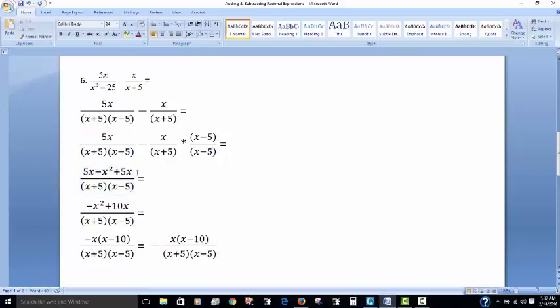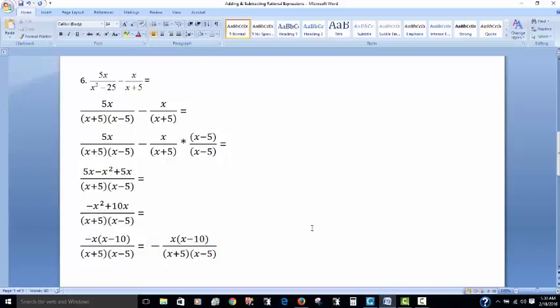So the 5x and the 5x are going to be 10x. I just moved the negative x squared to the front: negative x squared plus 10x. Now notice I can factor a negative x out of the numerator. If I factor that negative x out, I'm going to have an x minus 10 here. And since the negative is in the numerator, I'm simply moving it outside, because it doesn't matter whether your negative sign is in the numerator or the denominator, it makes the fraction negative. So the final simplification is negative x times x minus 10 over x plus 5 times x minus 5.